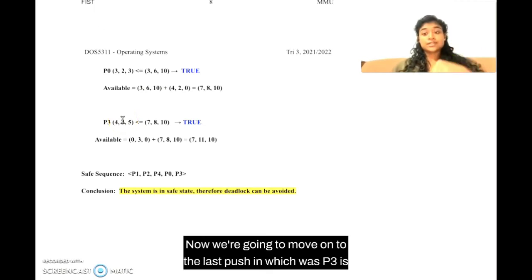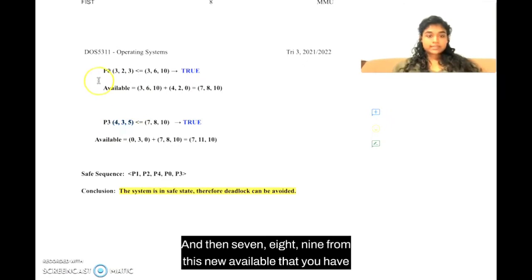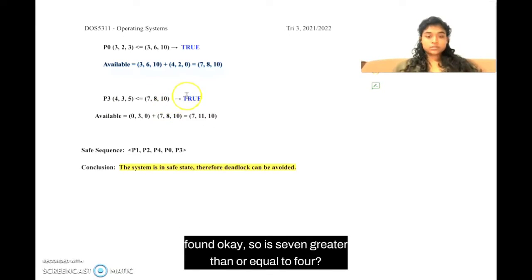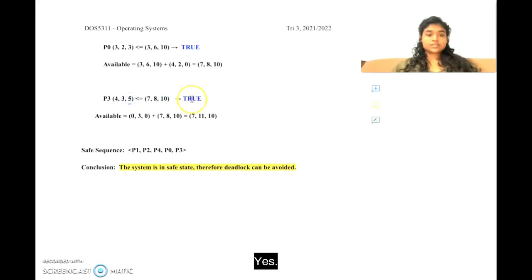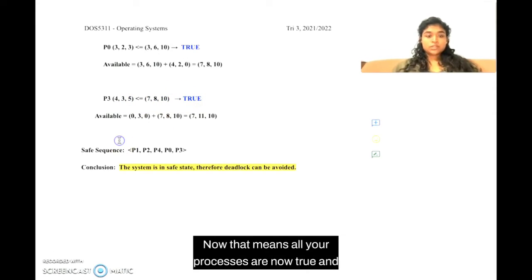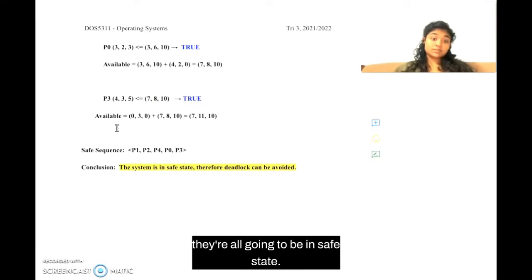Now we're going to move on to the last push in, which was P3. P3 is 4, 3, 5 from its need table, and then 7, 8, 10 from this new available that you have found. Okay, so is 7 greater than or equal to 4? Yes. Is 8 greater than or equal to 3? Yes. Is 10 greater than or equal to 5? Yes. So that is also true now.